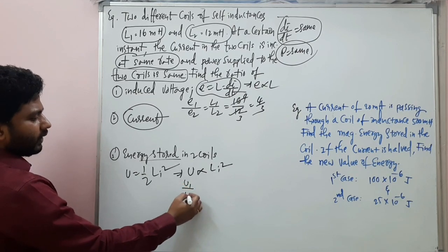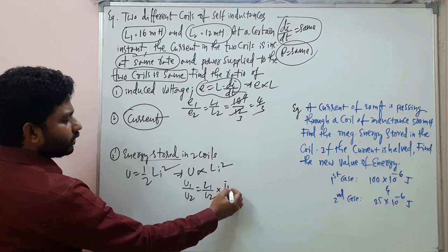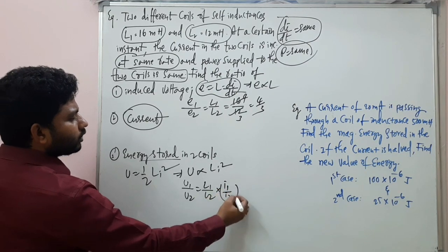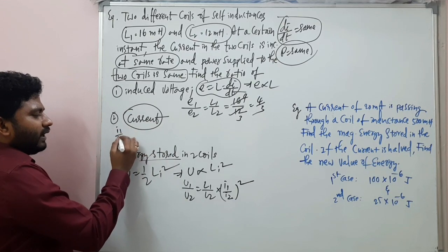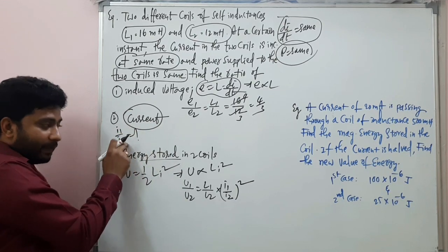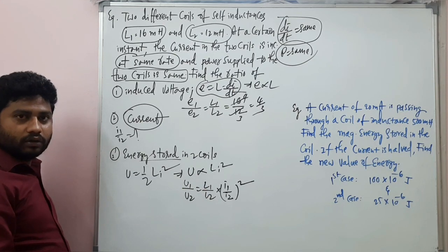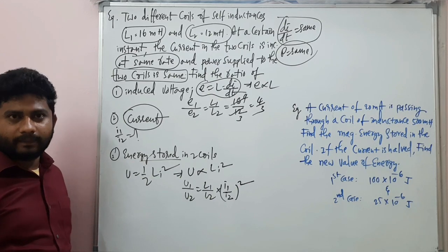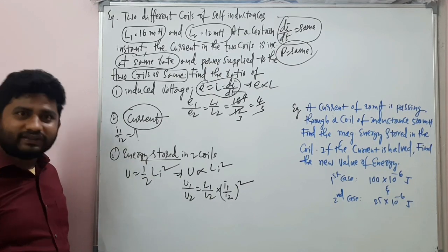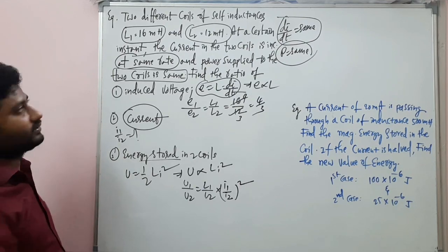So U1 by U2 is equal to L1 by L2 into I1 by I2 whole square. Our aim is to find here I1 by I2. You can find it by using U1, U2 and L1, L2 values. At this point, we don't know U1, U2 values. How will you find the I? Read the question once again. Read the question once again. This is how you need to approach the numericals.